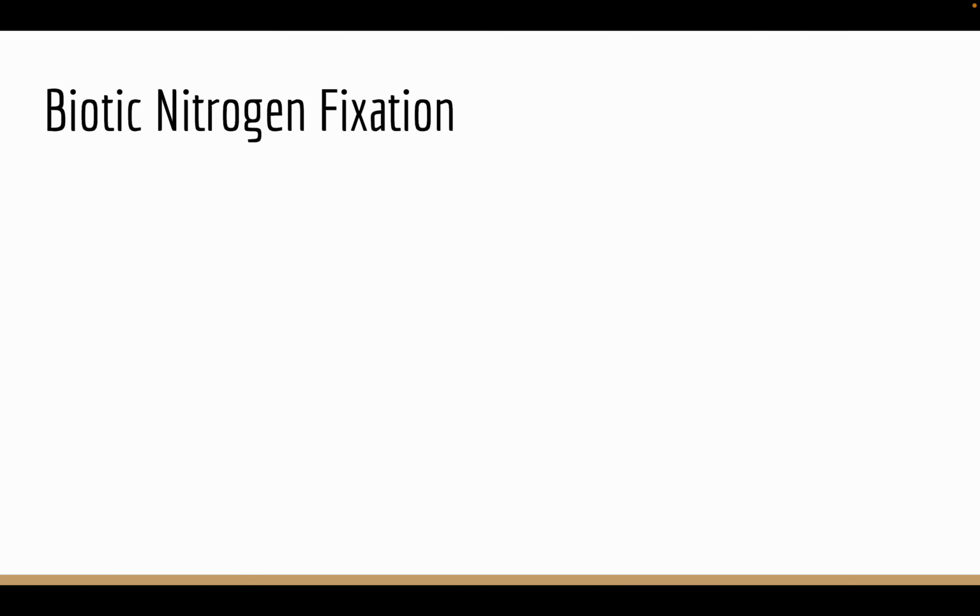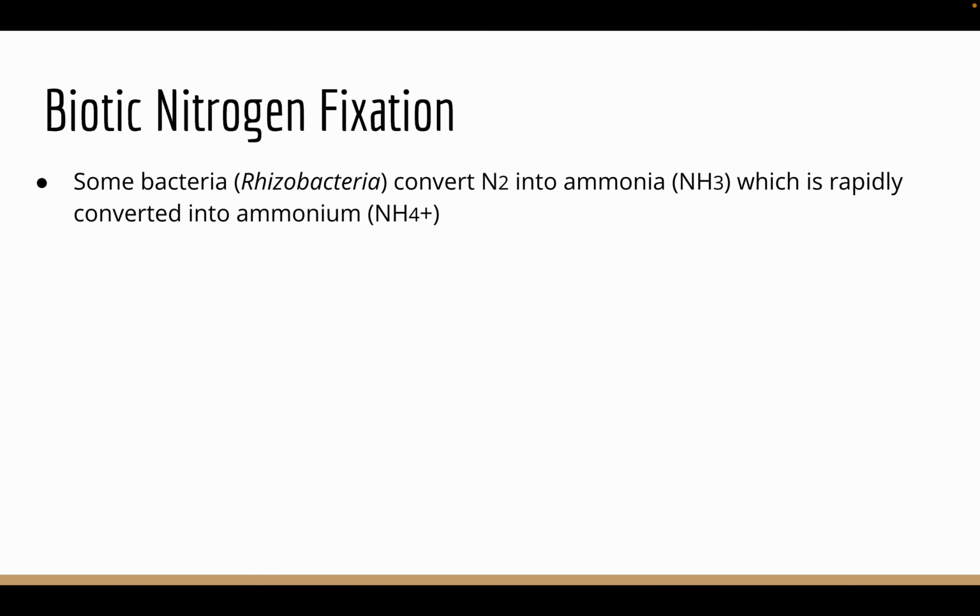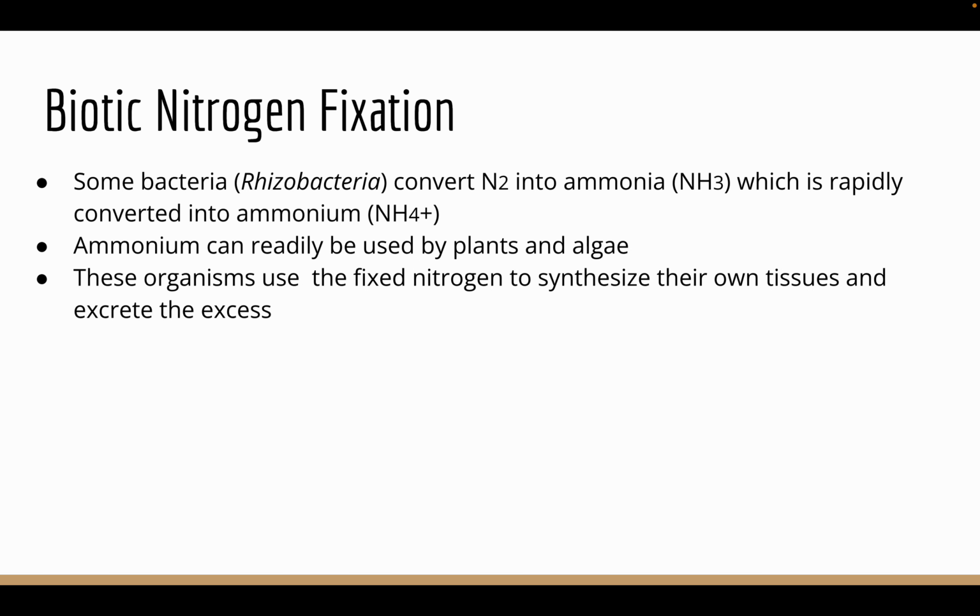So biotic nitrogen fixation. This is where bacteria, also known as rhizobacteria, convert nitrogen gas into ammonia, which is rapidly converted into ammonium. So ammonia is NH3, and ammonium, which is an ion, is NH4+. Ammonium can readily be used by plants and algae, and these organisms use the fixed nitrogen to synthesize their own tissues, like their physical beings, what they're made of, and excrete the excess, release it as waste.